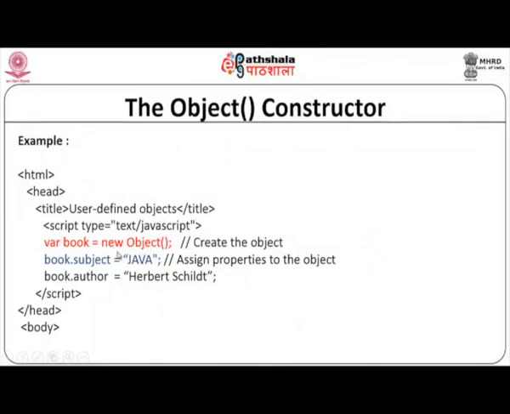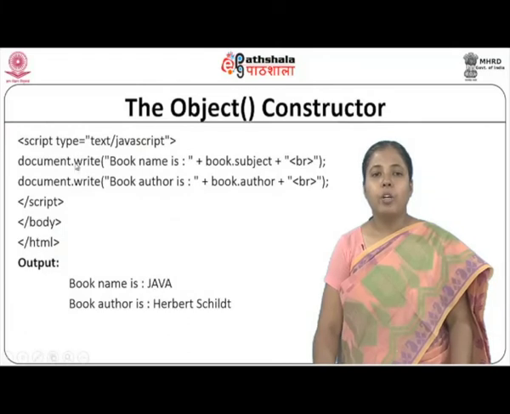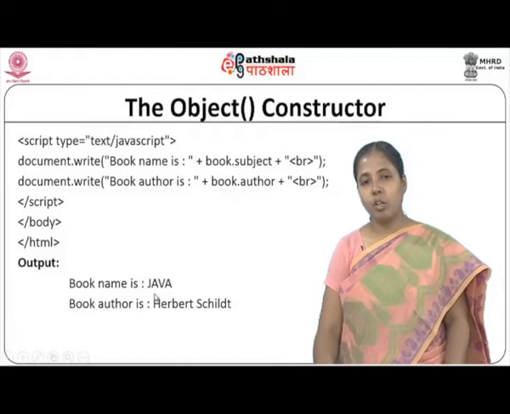Now this is a small example to make use of the object constructor. We have the script code and we try to create the object using this object constructor. Now this book becomes an object because you have used a constructor. In order to assign the properties to the object, you use the name of the object, book. So book.subject, this is the property name, is assigned with a new value like Java, and book.author is assigned with another string called Herbert Schildt. So this is how you access the object properties using the name of the object. And now you try to print with document.write the book.subject and the book.author, and you will get this output.